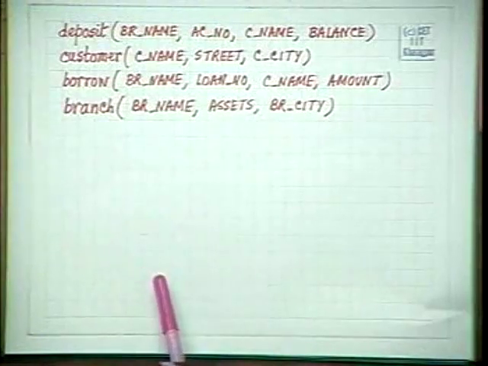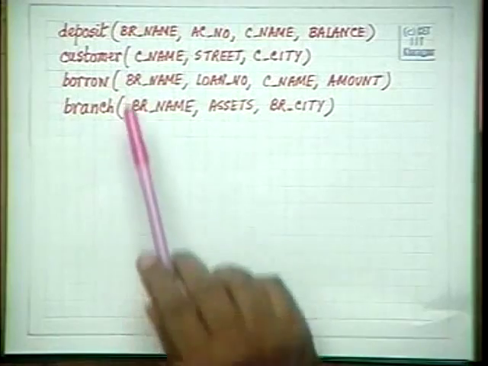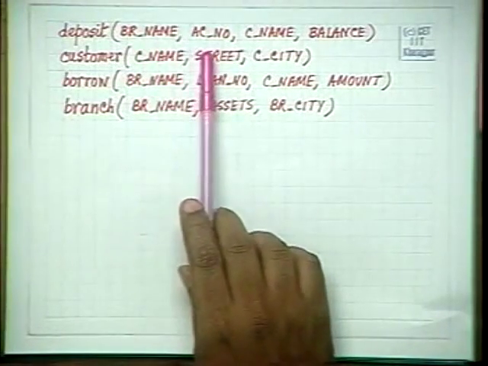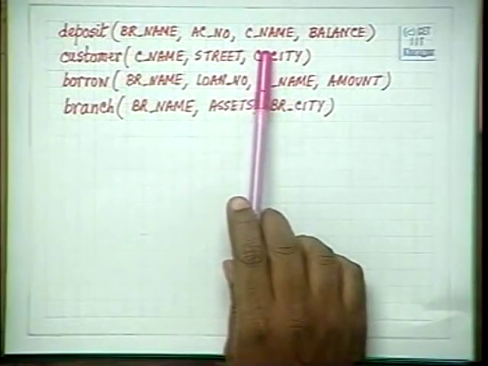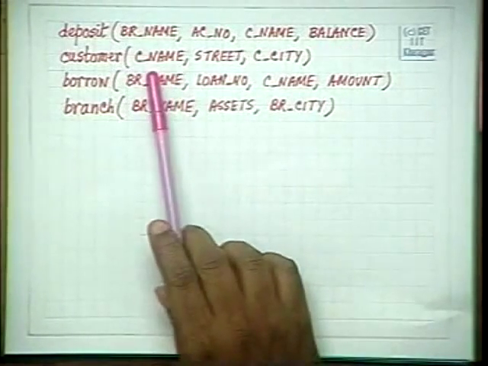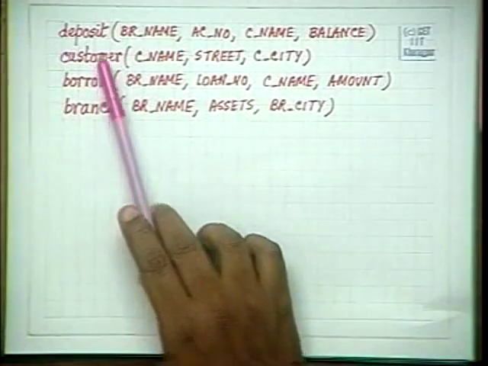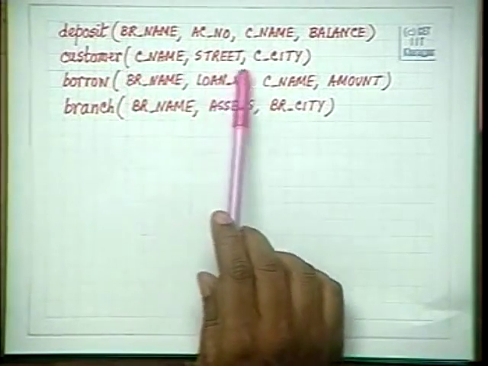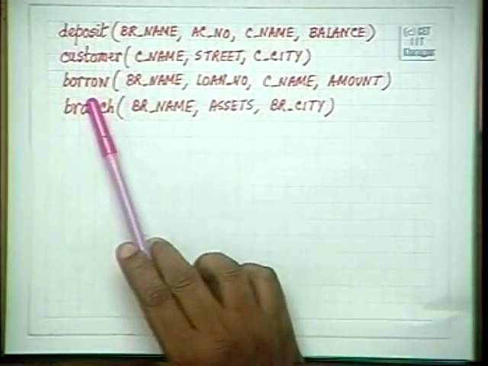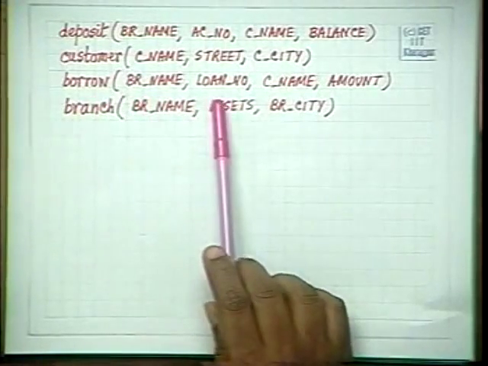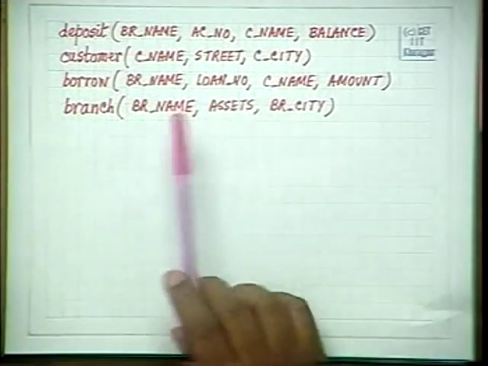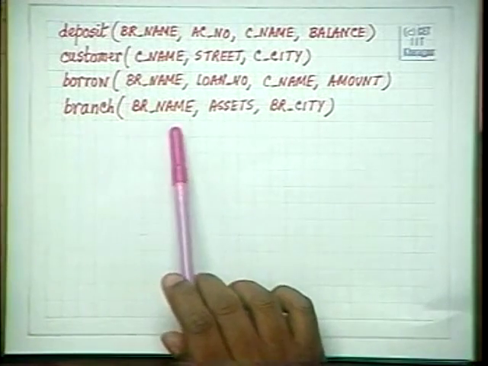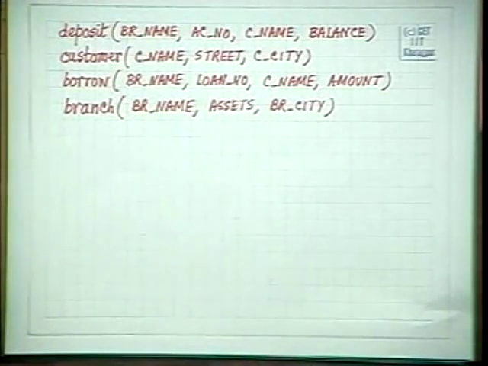Let us see a simple bank example. Deposit relation: branch name, account number, customer name, balance. The customer relation is customer name, street, city. The borrower relation is branch name, loan number, customer name, amount. And the branch relation is branch name, assets, and branch city.